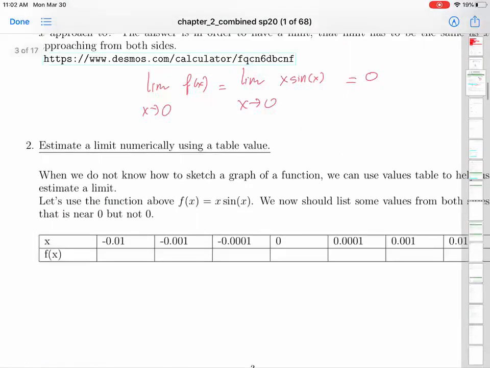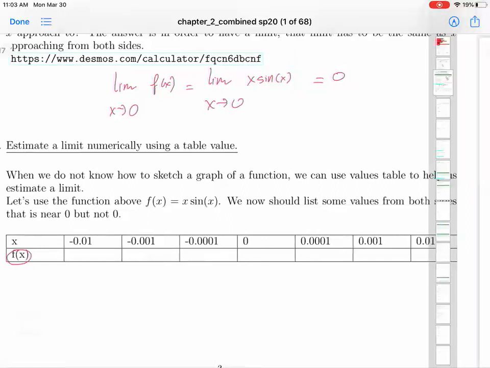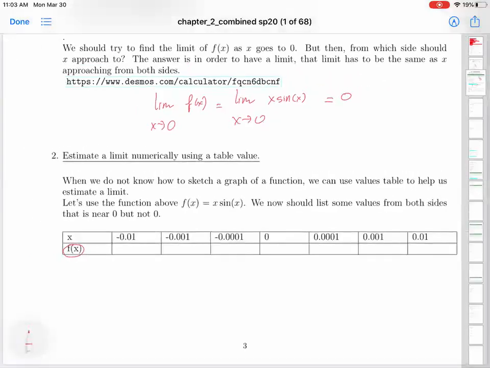Now, if you don't know how to graph these functions or you don't have access to the graph, then you can use table values to compute the limit numerically. How can you use table values? As we know, the limit is the y value which the function approaches from both sides of the x value. And the x value that we are looking at is x equal to 0.